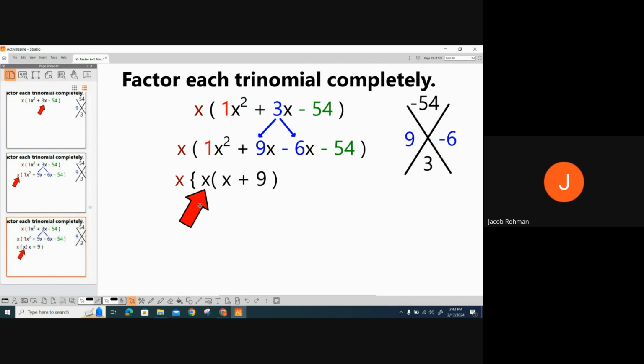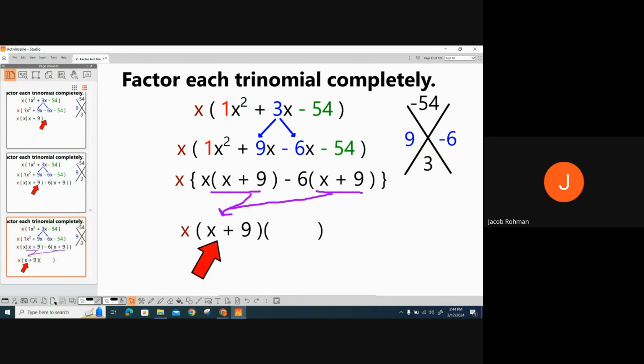Next, we're going to factor by grouping. So the first two terms here, they have a GCF of x. So we factor out the x, and that's going to be x plus 9 in the parentheses. And then the last two terms, they have a GCF of negative 6. So when we factor out that negative 6, again, we're going to be left with x plus 9. So now we have a common binomial, x plus 9, that we can factor out.